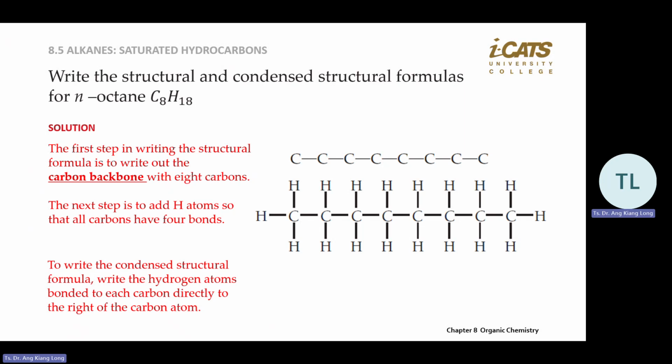Then he asks you to write the condensed structurals. That means you count from the left to right. You break carbon and you write. So this one is C. You write CH3, and this one is repeated CH2, you can bracket it, and then there's a sub power there.